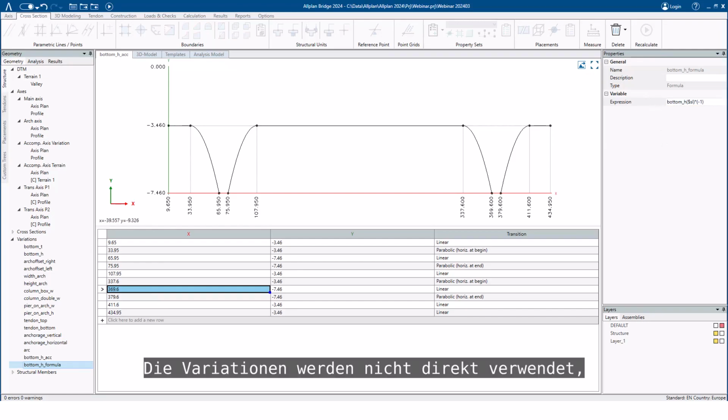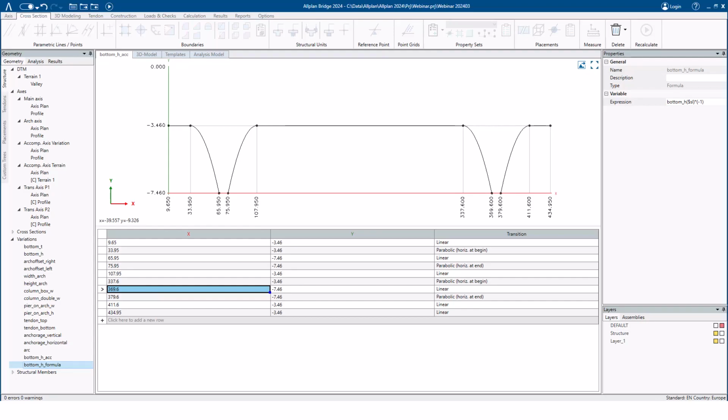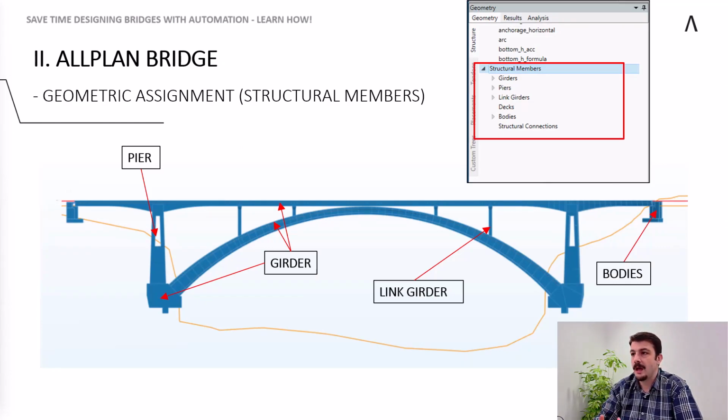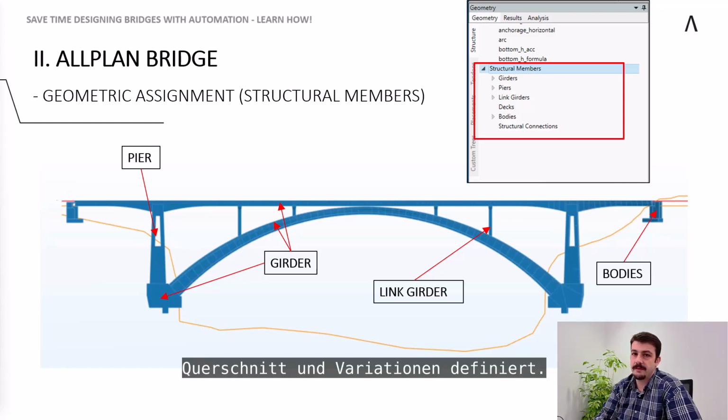The variations are not directly used by themselves, but they have to be linked to the assigned member so that it can be parametric. Until now, we have defined a terrain, axis, cross-section, and variations. With the structure members assignment, a model can be created now.